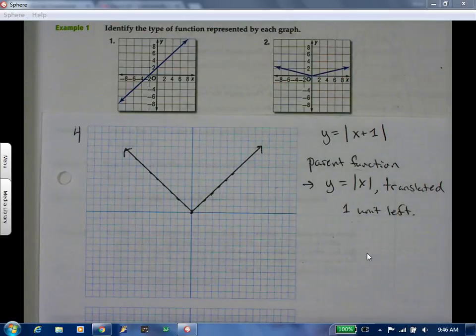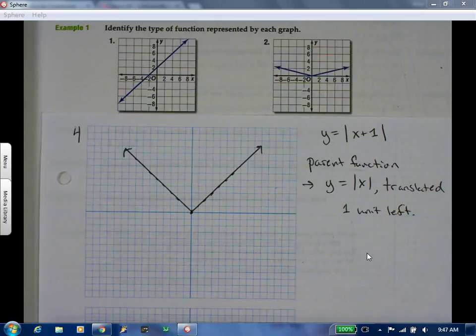Using the slope to graph that? Okay. So that's the parent function.